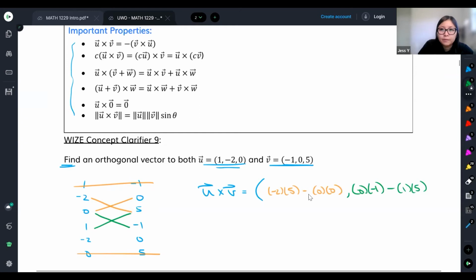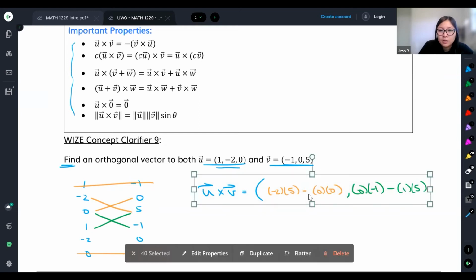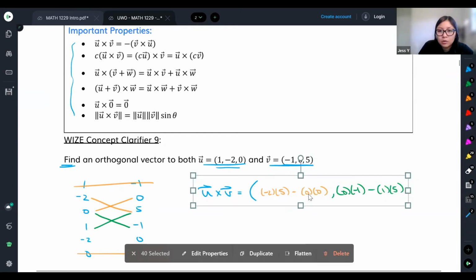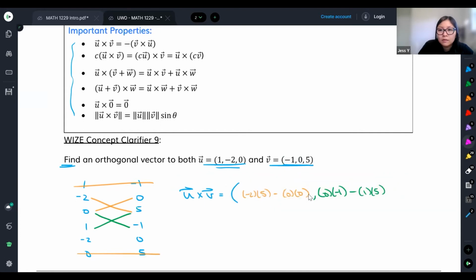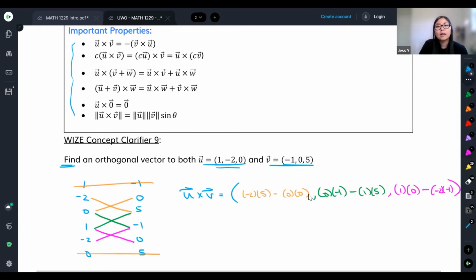Okay. Just give me one sec here. I'm writing a little too big. Need a little more space. Okay. And then the third number, same thing. 1 times 0 minus -2 times -1. And that's it. That is your cross product. You have to simplify it, but that's going to give you your vector. And it looks like a shoelace.